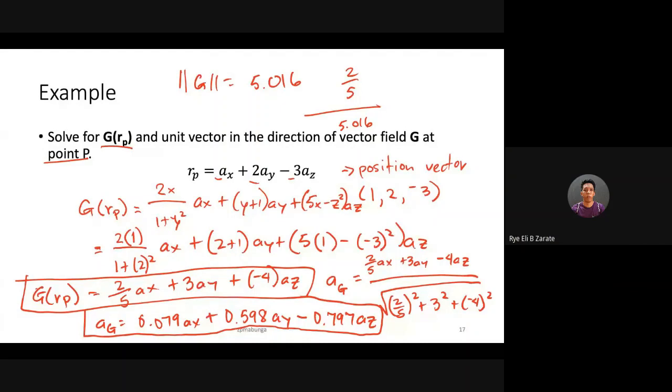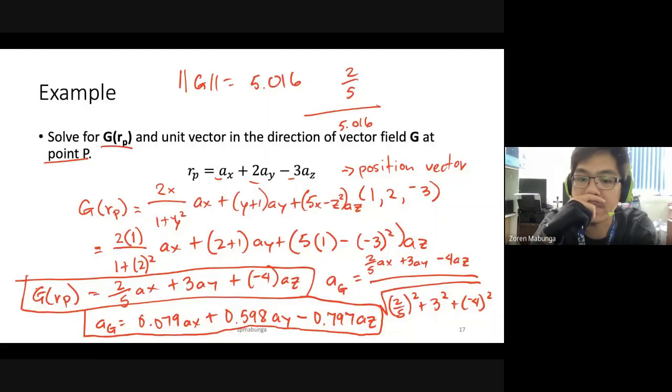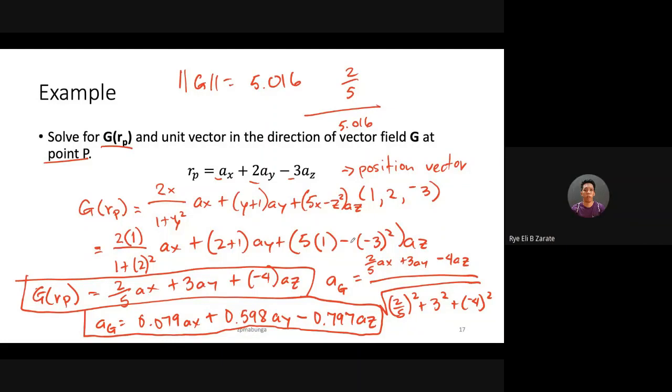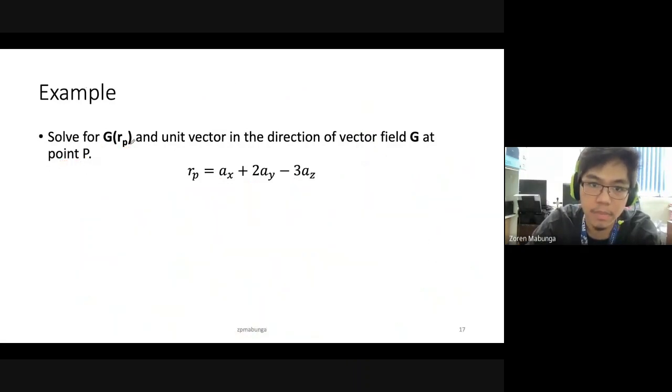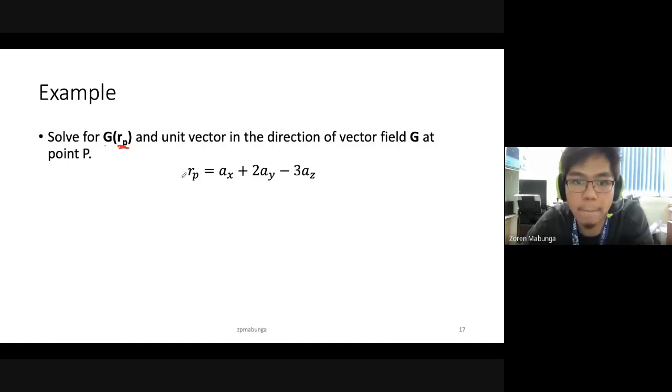Sir, pwede pong pa-audit lang po nung steps para pong guide. Alin part? Dito sa example, itong last example. Opo, steps lang po. Okay, sige. So, pag pinahanap sa iyo yung solve for vector field G, tapos may nasa loob ng parenthesis RP, nire-represent yung nasa loob ng parenthesis will be yung position vector, which is given sa atin dito, AX plus 2AY minus 3AZ.